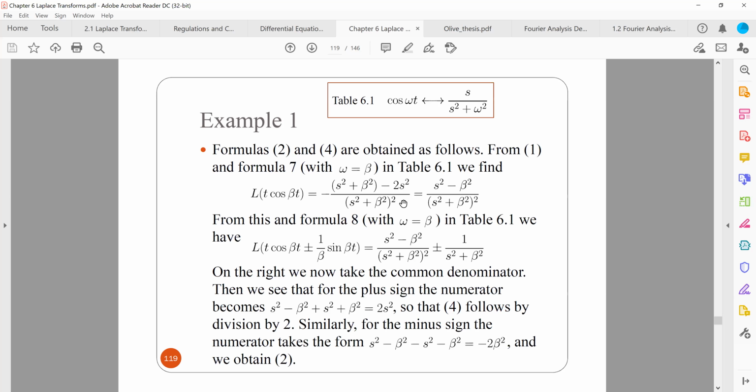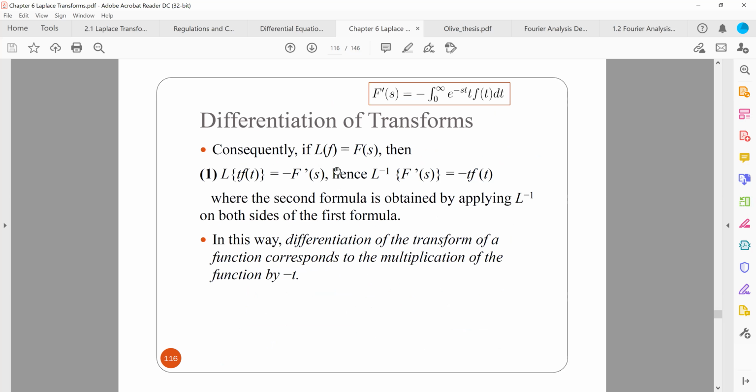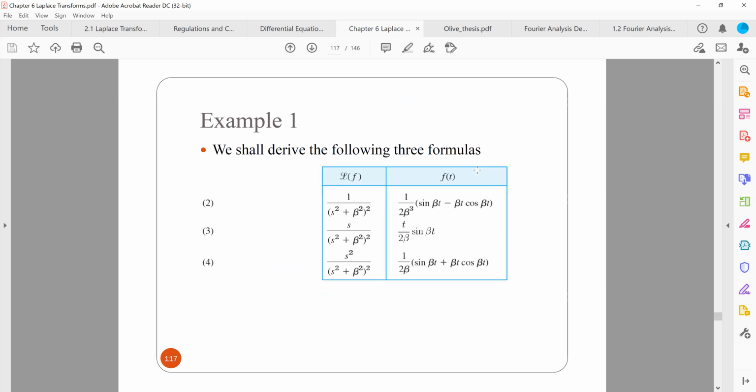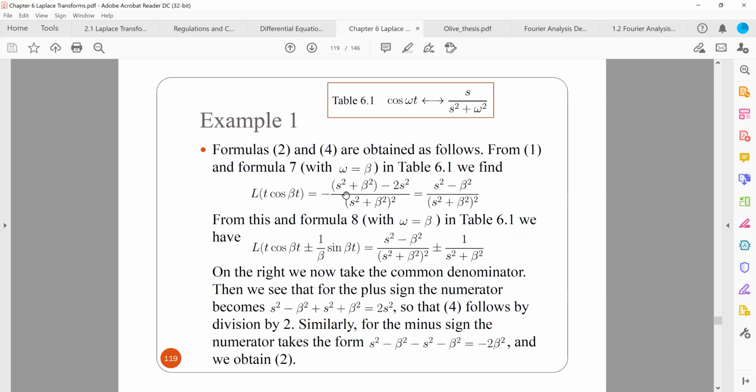If you do that, you'll end up with this, and remember there's a minus sign here, so don't forget it. When you do your differentiation, you have to lead with a minus sign. When you expand this, you end up with minus s squared, minus beta squared... but because of the minus sign, we end up exchanging terms. So we end up with s squared minus beta squared over the square of this denominator.